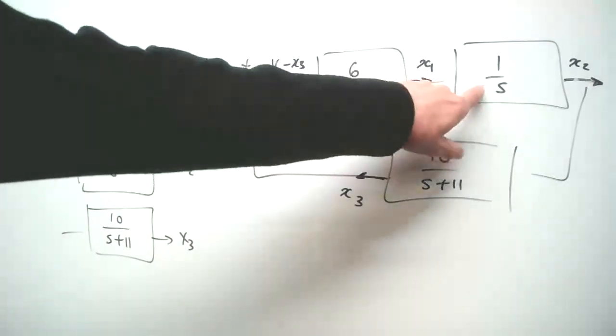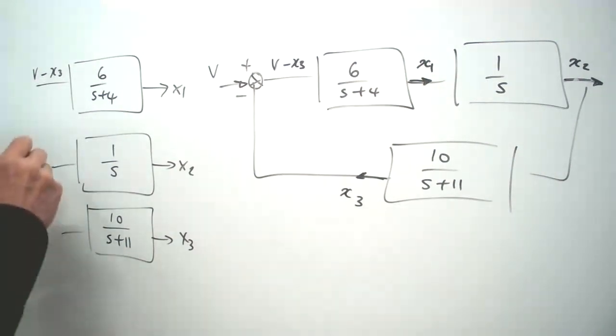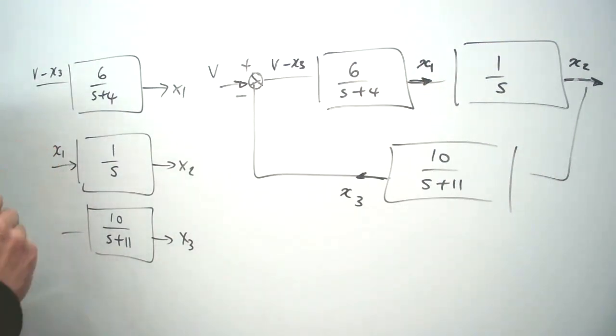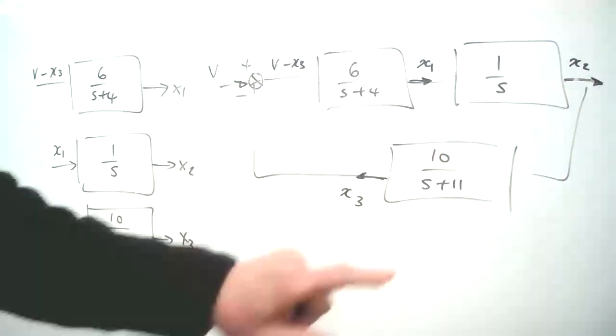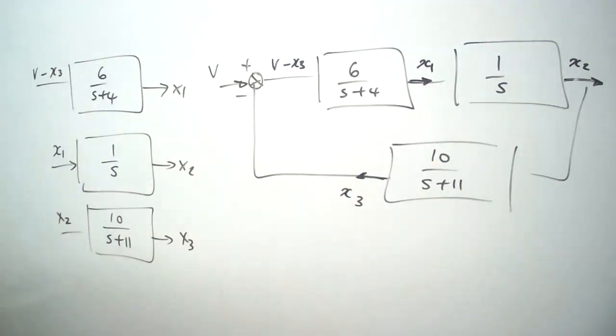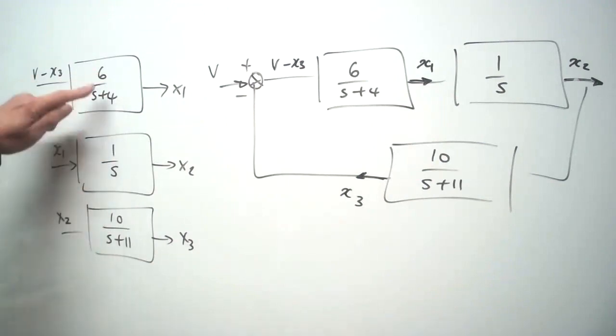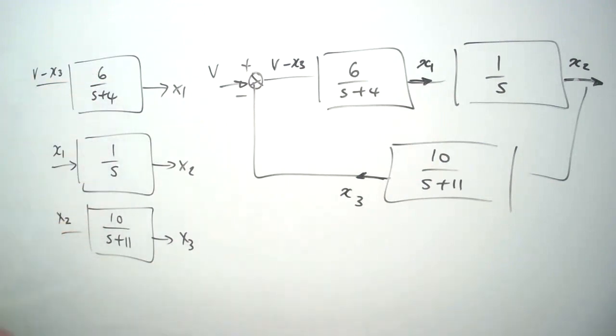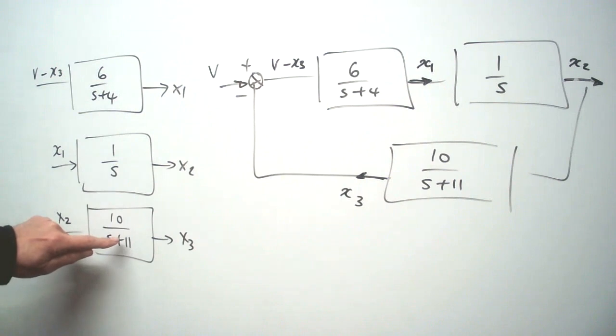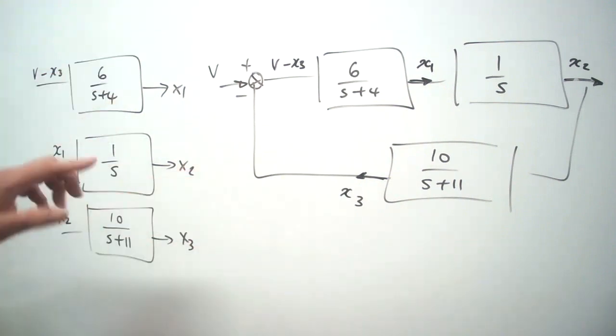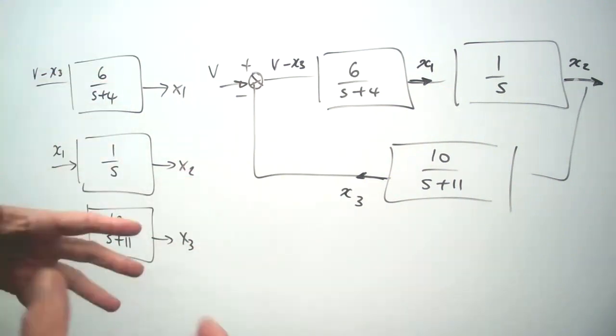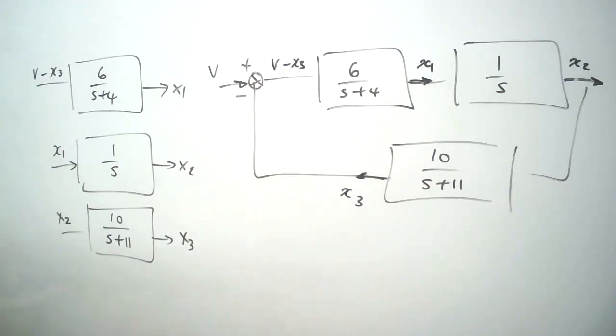Then the input to this box is actually x1, and the input to this box is actually x2, because that signal there is x2 and it's going into the box. So what we've done now is we've taken our block diagram and simplified it down to these three separate boxes. Then we get a state space equation for each of these. These will give us three separate equations, and we collect them up into a matrix format, and we'll get our state space equations.